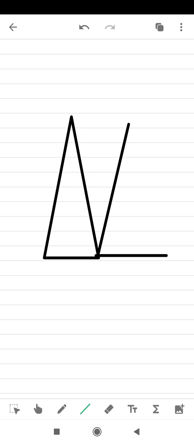For your better understanding, let me go with this. This is line L and this is line M, and L and M are parallel. Now this angle and this angle are corresponding angles.